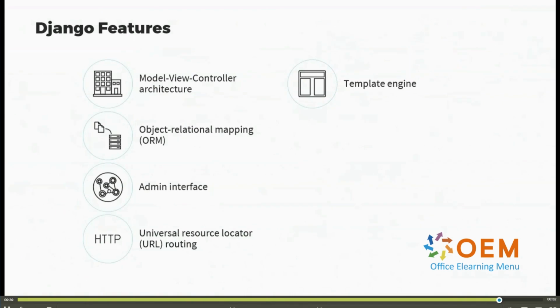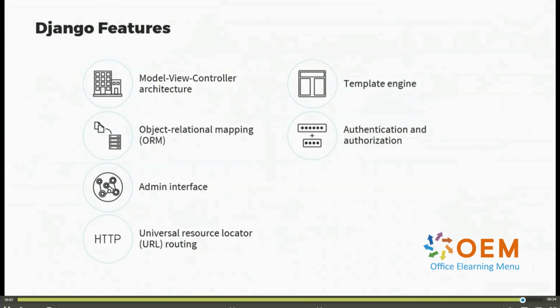Django's template engine separates HTML markup from Python code. The use of templates makes your code more readable and maintainable. Django's templates support template inheritance, filters, and tags for dynamic content rendering. Django provides a robust authentication system for handling user registrations, login, and password management. It also offers a flexible authorization system allowing developers to control user access to various parts of the app.